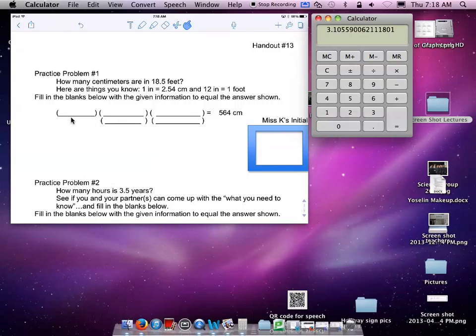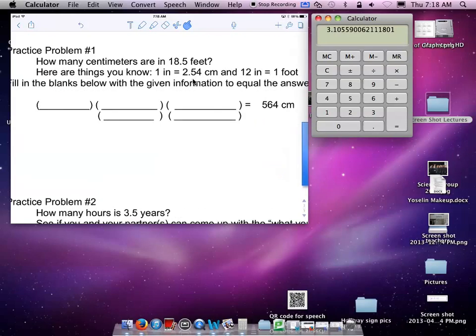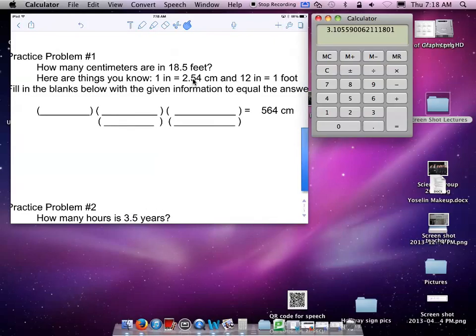So we need a starting place. That's always going to go in your first blank. Well, our starting place was given to us, 18.5 feet. So let's go ahead and try that out. So 18.5 feet is our starting place.